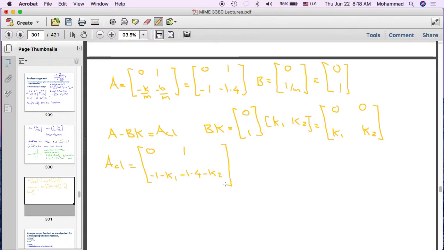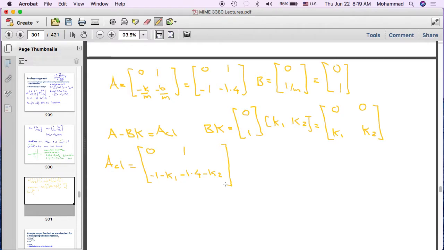So we know the parameters of the system. So we found A matrix to be 0, 1, minus K over M, minus B over M. So if you put the numbers down for them, A becomes 0, 1, minus 1, minus 1.4. And B is 0, 1 over M. So you substitute for M, it becomes 0 and 1.